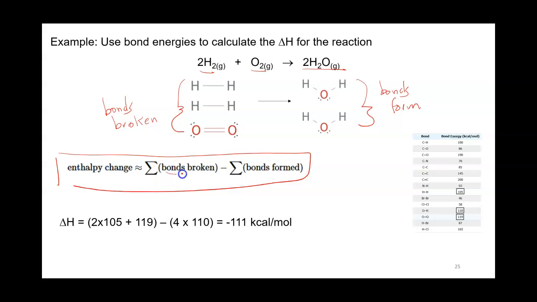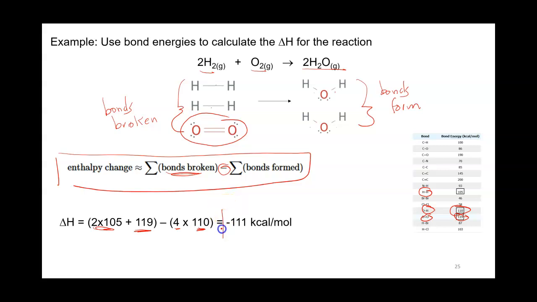And then to calculate the enthalpy change, we just use our little formula. You can see here that the bonds that we're breaking, well, we're breaking two hydrogen-to-hydrogen single bonds. So 2 lots of 105. And we're breaking one oxygen-to-oxygen double bond. So we've got one lot of 119. We're going to subtract from that the sum of all of the bonds being formed, and we can see that we've got 1, 2, 3, 4 oxygen-to-hydrogen single bonds that we're forming. So we've got 4 times 110.